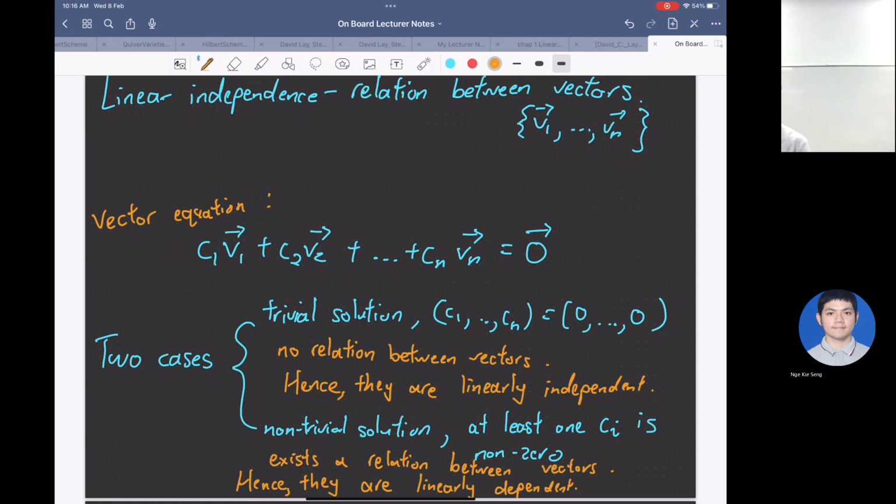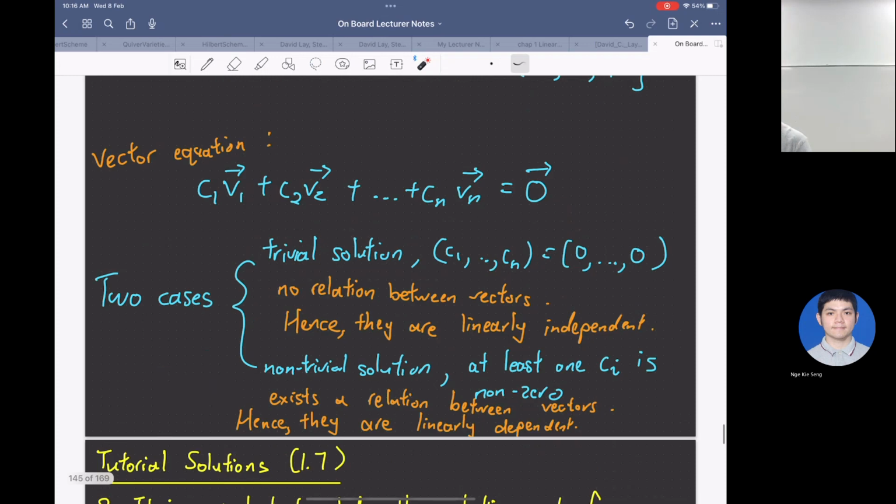If you want to ask me why we care about this equation, it's because this is the only thing we can do with vectors. You can only scalar multiply and do vector addition. This is all we care about for vectors: linear combinations. The most important thing is to set it to 0 and then solve it. If trivial solution, no relation, linearly independent. If non-trivial, at least one of them is non-zero, there's a relation, hence they are linearly dependent.